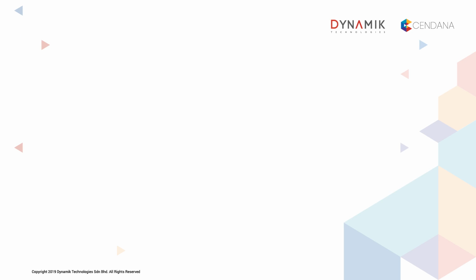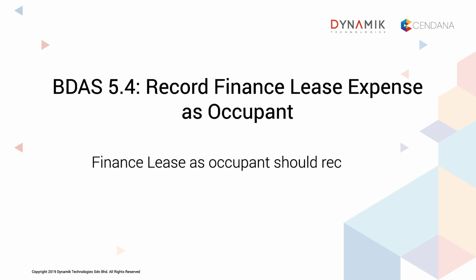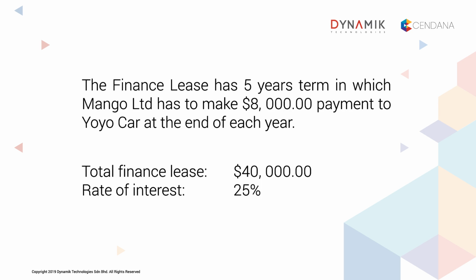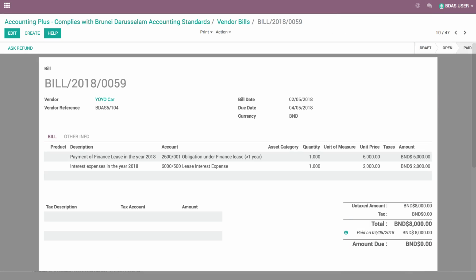Moving on to the next scenario is to record finance lease expense as occupant. It is defined as finance leases as occupant should be recognized as expenses in their income statement. The scenario sample will be the same as BDAS 5.3, however, in this scenario we will take into account the interest expense and that the rate of interest implicit in the lease is increased to 25%. Therefore, the accounting entries will be debit both finance lease liability for $6,000 and interest expense for $2,000. Credit, on the other hand, is the cash for $8,000. From here, we can extract that this is a vendor bills transaction. In Accounting Plus, the transaction will be recorded as such. Do note the vendor ID for future reference.